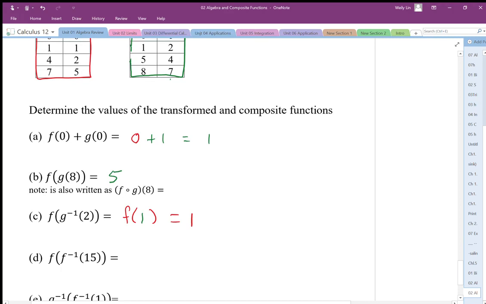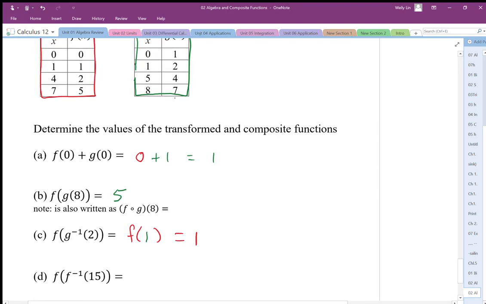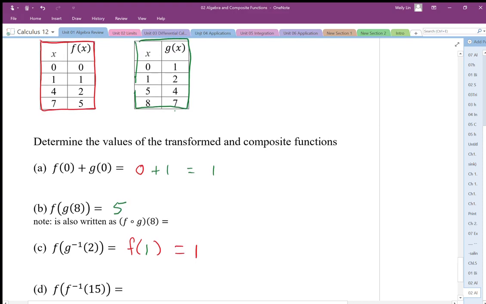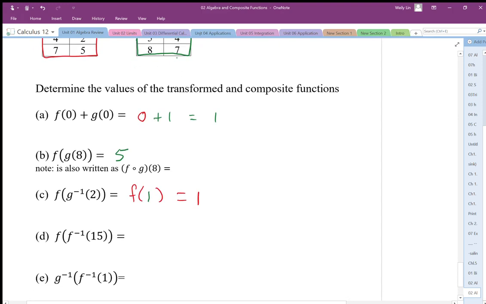How about this one here? I take the inverse of f of 15. That means that my output was 15 and my input is what I'm looking for, and I'm going to put the input into my f, and I want to know what the output is. Well, there is no 15 as my output here, so this almost seems impossible, except if you understand that the inverse of an inverse is back to where we started, this really just ends up being equal to 15.